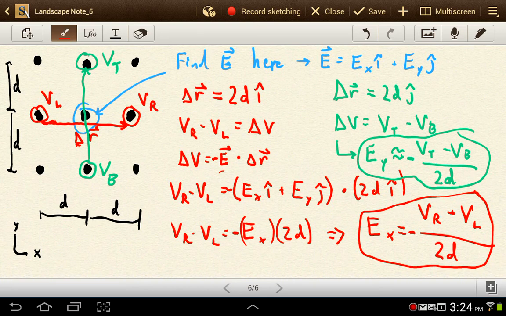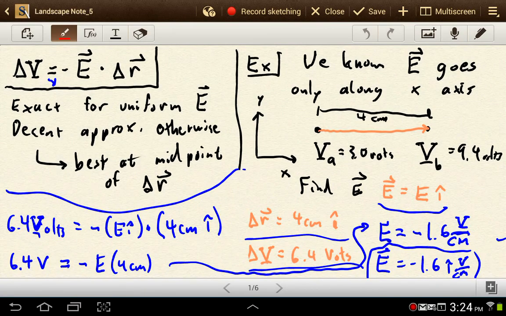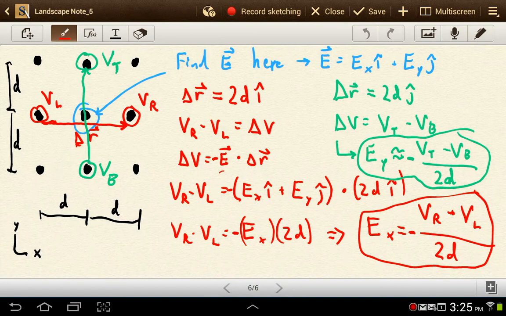That's what you need. If you're wondering, that works great. How do you do it if the point you're looking for the electric field at is on the edge of your rectangle of data? And the answer is you can't do it. So don't.